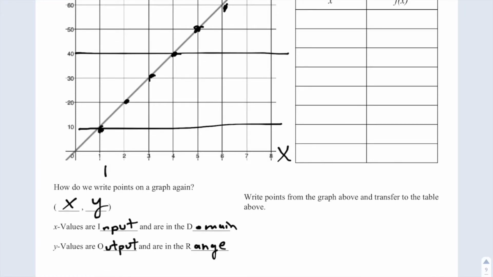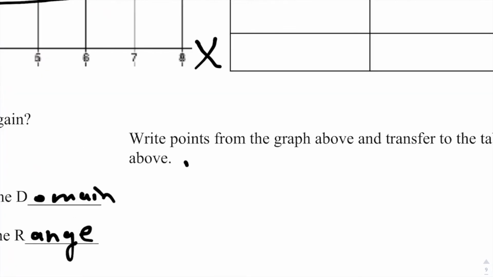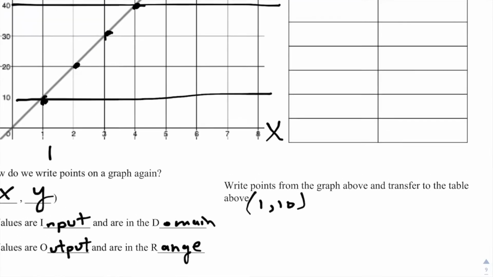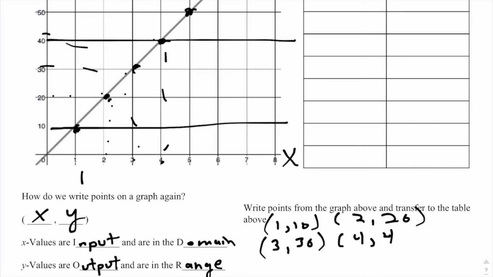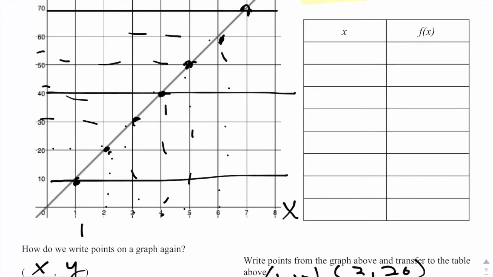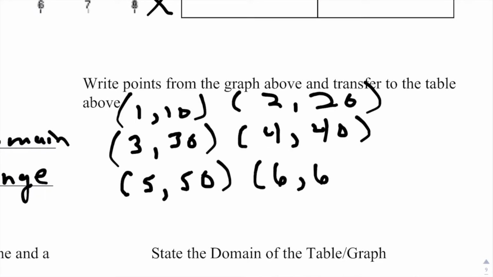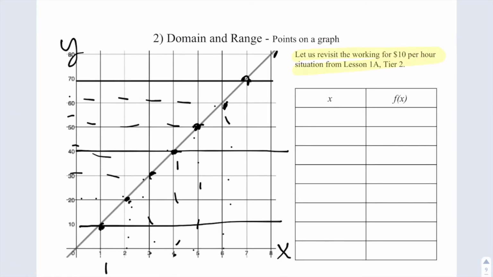So what we want to do is write this point. Our first point is 1, 10. Our second point is 2, 20. Our third point is 3, 30. 4, 40. 5, 50. 6, 60. Coming back up here, we have 7 points there, 70.